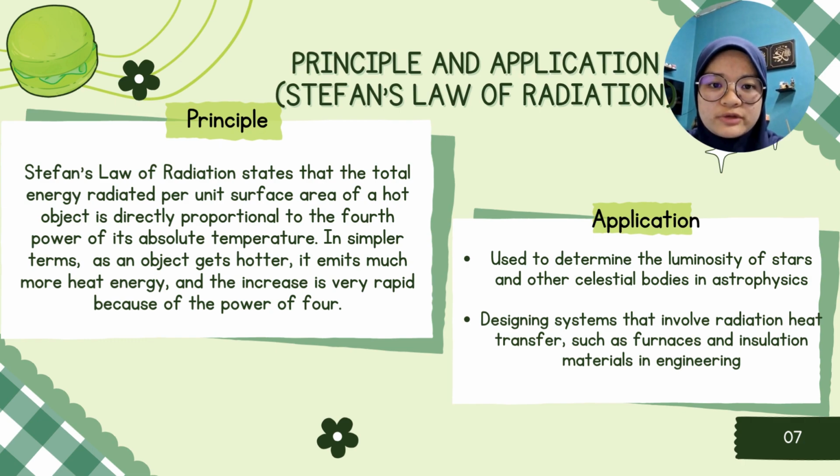Next is Stefan's law of radiation. The principle here in Stefan's law of radiation states that the total energy radiated per unit surface area of a hot object is directly proportional to the fourth power of its absolute temperature. This is why in the equation we have T to the power of 4. In simpler terms, as an object gets hotter, it emits much more heat energy, and the increase is rapid because of the power of 4.